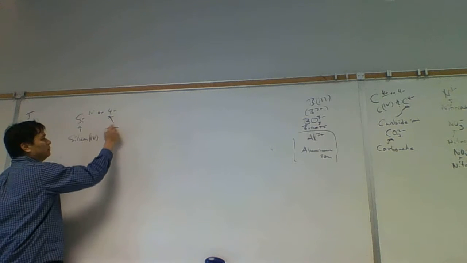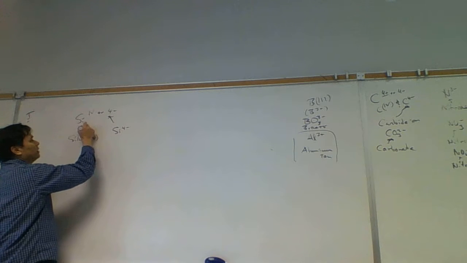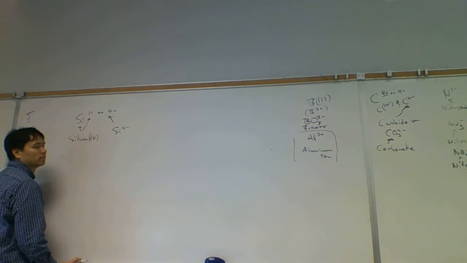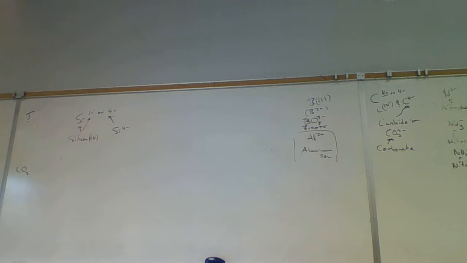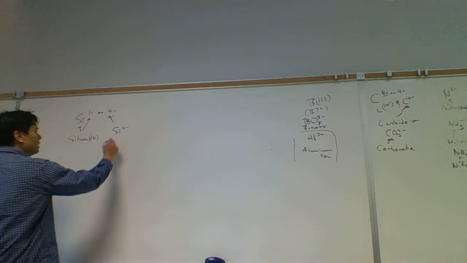This one's okay. If we had silicon with a 4 minus charge, what would we call it? What did we call carbon with a 4 minus charge? Carbide. What do you think we call silicon with a 4 minus charge on it? Silicide. So this is the silicide ion here.